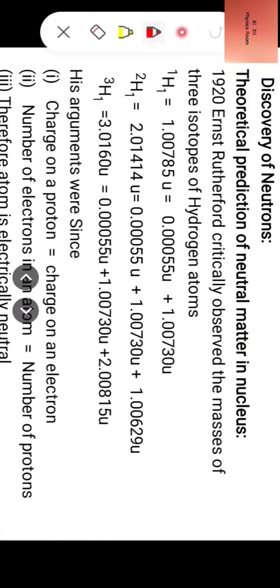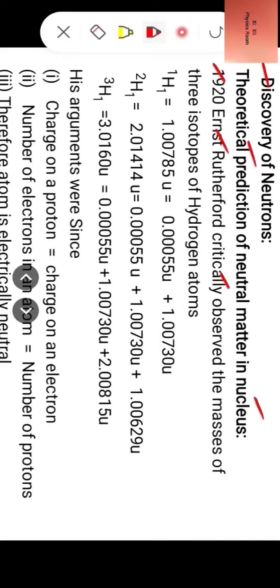Now, discovery of neutrons. Let us try to understand about theoretical prediction of neutral matter in nucleus. In 1920, 7 years after Soddy discovered isotopes in 1913, Ernst Rutherford critically observed the masses of three isotopes of hydrogen atoms as discovered by Soddy-Fajan. Let us consider one by one.